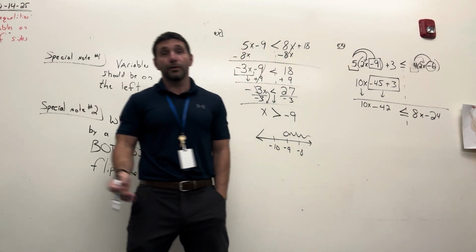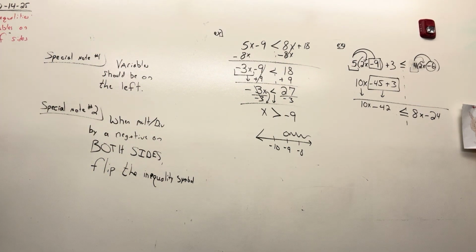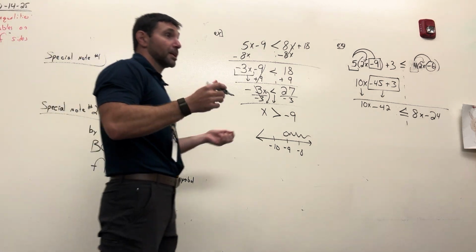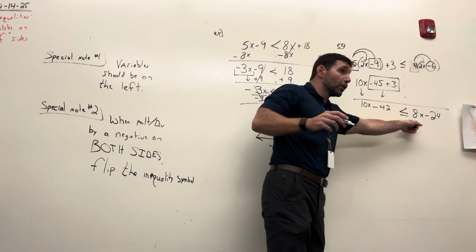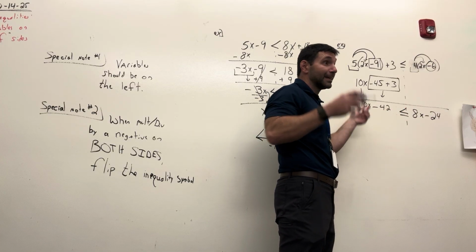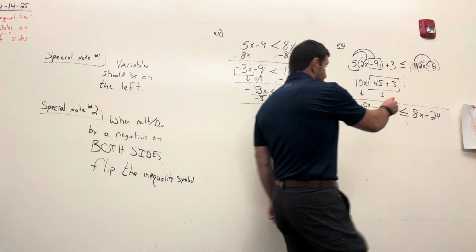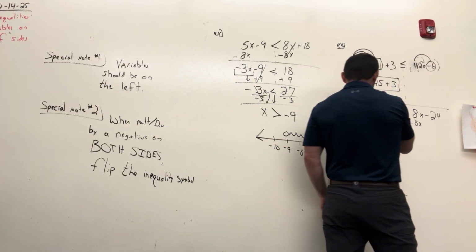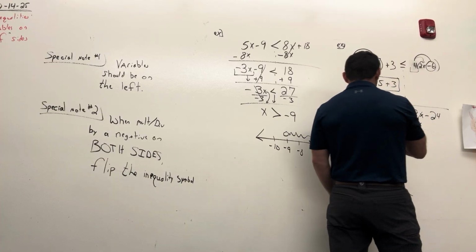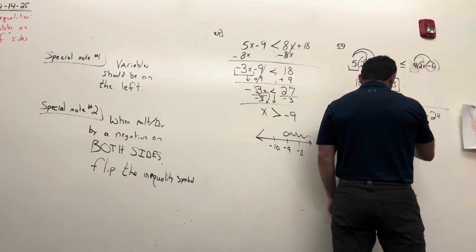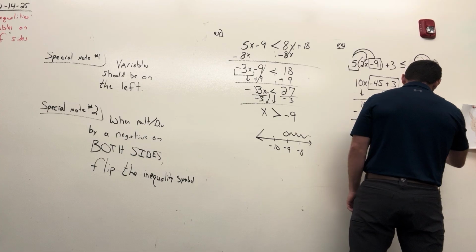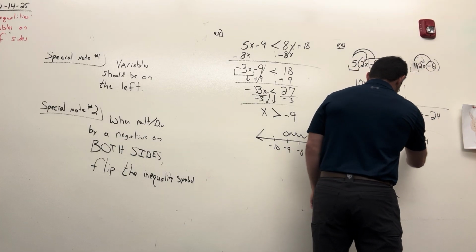What questions do we have so far? Hey, Mr. H, I don't understand how you got that. Like, really, where are we struggling? We good? Okay, so now we're going to combine variables on both sides. It's step 4. I'm moving my variables to the left this time. Why? Because the variable should be on the left. So I'm subtracting 8x from both sides. That gives me 2x minus 42 is less than or equal to -24. So I have a balance point.